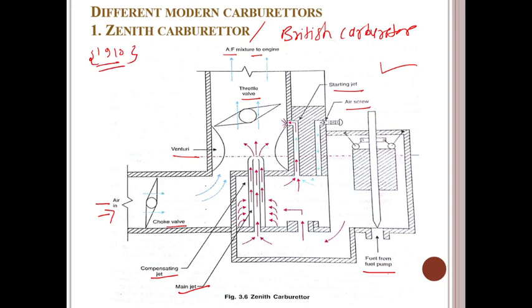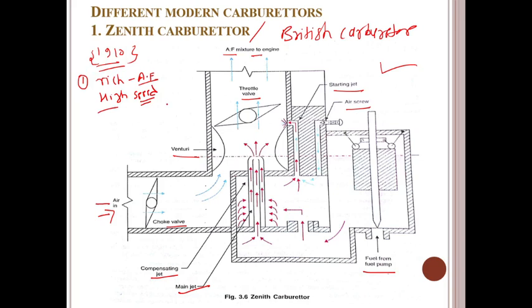In this carburetor there is no starting problem, and it also provides a rich mixture during very high speed. This limitation of the simple carburetor is avoided. Means at high engine speed we get a very rich mixture of air and fuel. This is the main advantage of the Zenith carburetor.